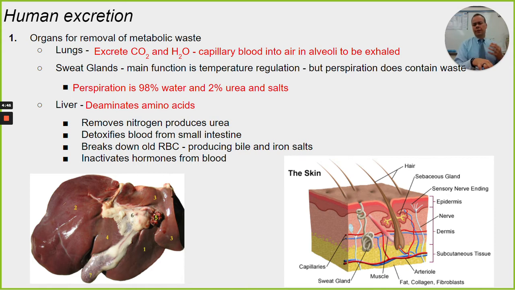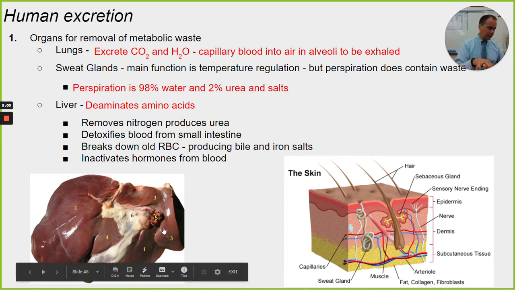Our liver also breaks down red blood cells that are no longer useful anymore, and it recycles some of their components. It also inactivates hormones that are present in our blood. And this is what the liver looks like.